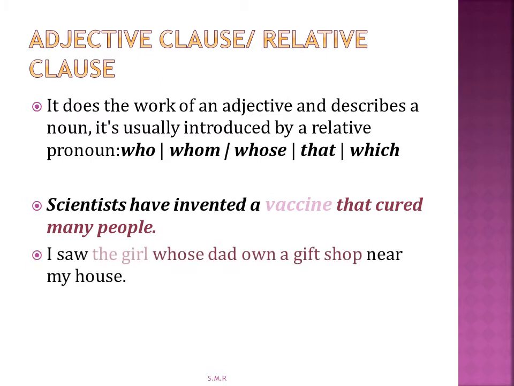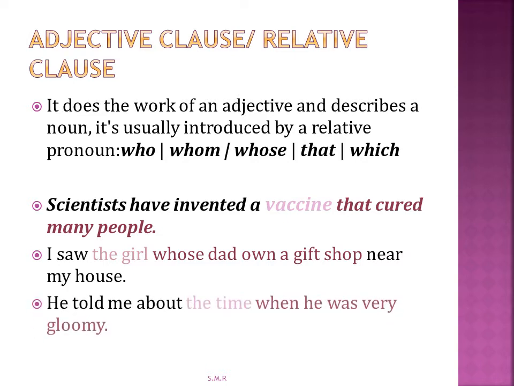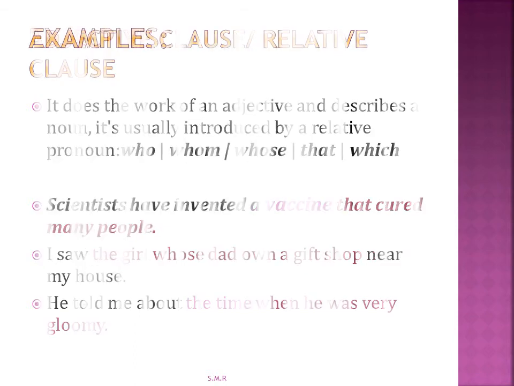Let's see another example. I saw the girl whose dad owned a gift shop near my house. I is the subject, saw the verb, the girl the object, a complete sentence. Whose dad owned a gift shop is a clause that describes the word the girl. So as you can see, the relative clause or the adjective clause directly follows the noun it describes, as in this sentence too. He told me about the time when he was very gloomy. When he was very gloomy is a relative clause that describes the word the time.